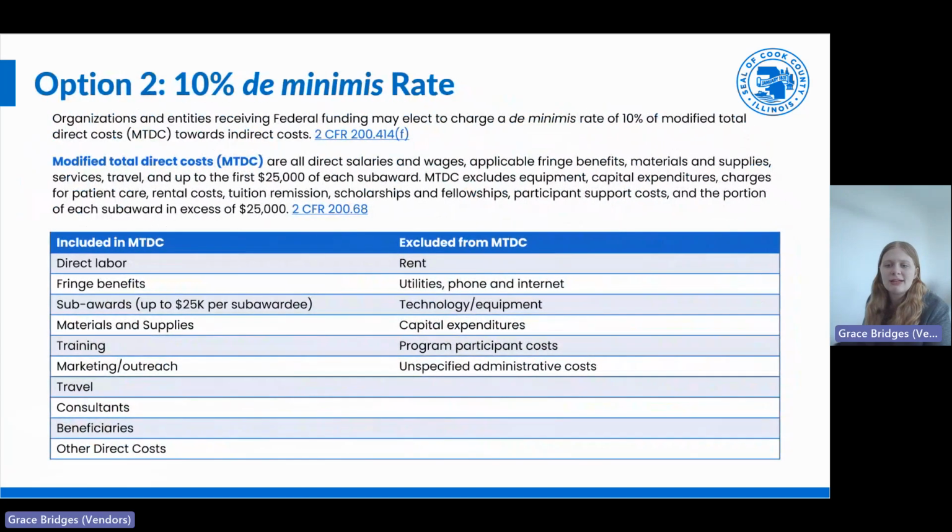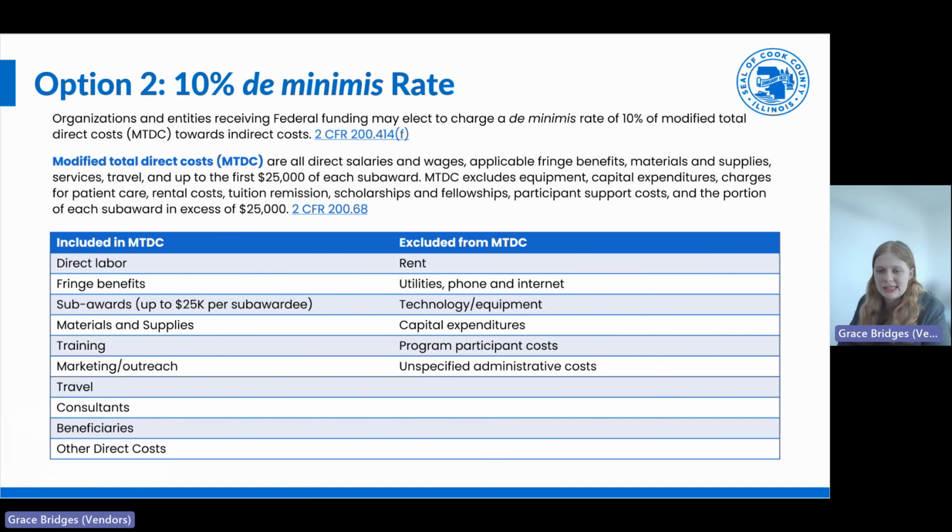So let's start by talking about how to apply a 10% de minimis rate for indirect costs. Note that if your organization already has a NICRA, you should follow the guidelines that are set out in the NICRA agreement to apply indirect costs. But for all organizations without a NICRA, you could use a 10% de minimis rate of modified total direct costs. To find the total dollar amount for indirect costs, you will first need to calculate the MTDC, modified total direct costs, then take 10% of that number.